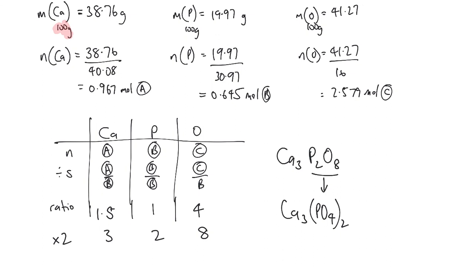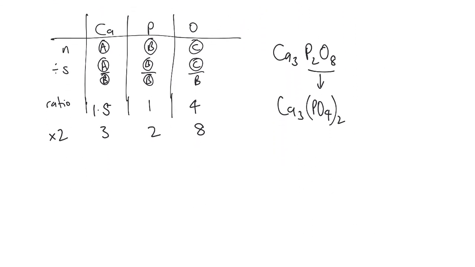Okay, so a couple of things about simplest whole number ratios and that last step here. This 1.5 is not uncommon, okay? Whenever you have something that ends in 0.5, so something point 5, you times everything by 2, because 0.5 as a fraction is a half.